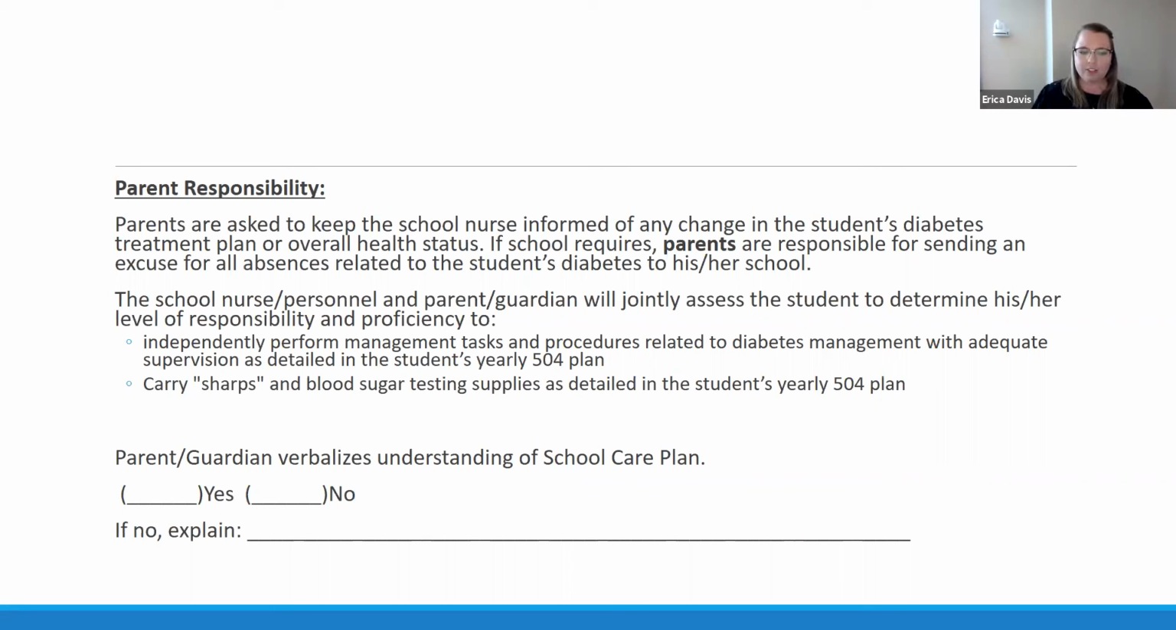And then, of course, there's a section here that the parent or guardian verbalizes understanding of the school care plan. Every single time that there is a change in the school care plan, our nursing staff or education staff is going over those changes with that school care plan that they're handing that family. So every single time they get new orders, the family is going to be aware of those new orders. And so just have that in mind.